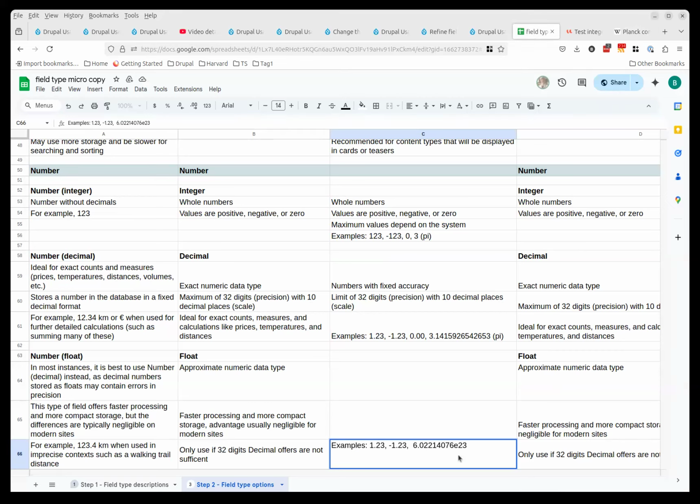So having this example with the exponent in there, and I think that's the way it would be represented in Drupal, shows what you can do with floats that you can't do with decimals, that you can have numbers outside the limit of 10 decimal places of scale.